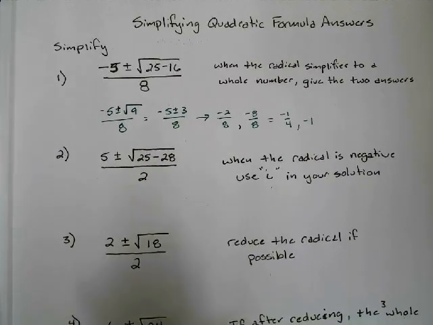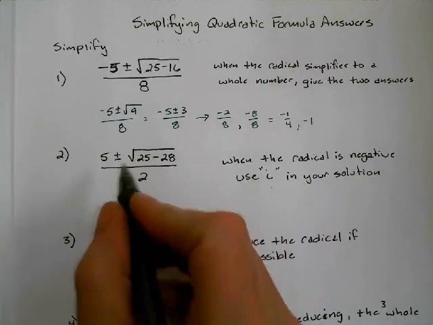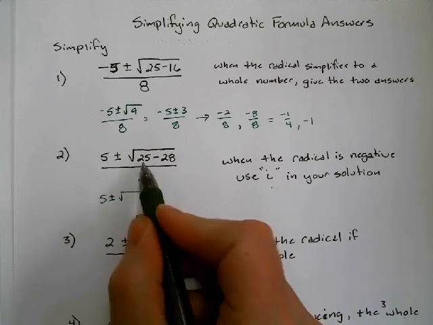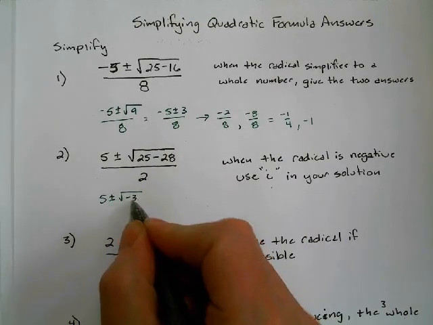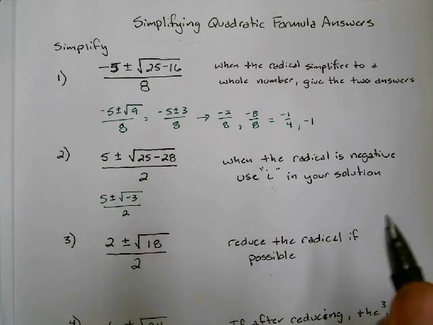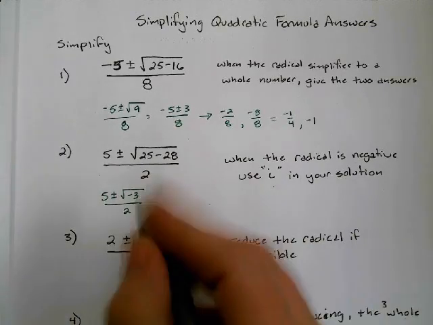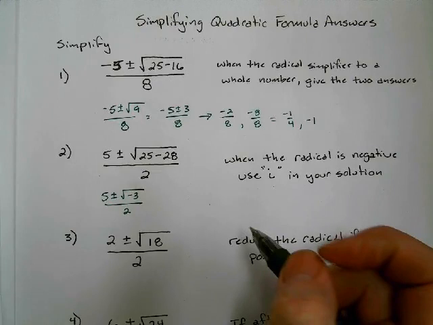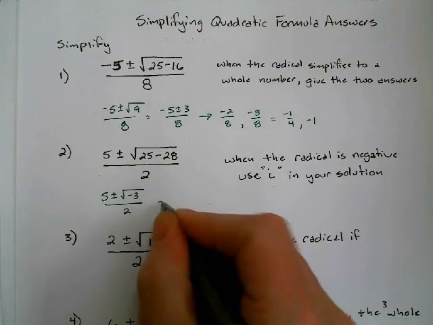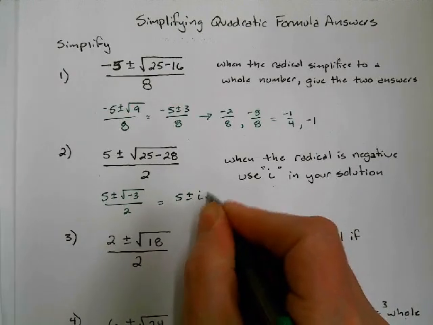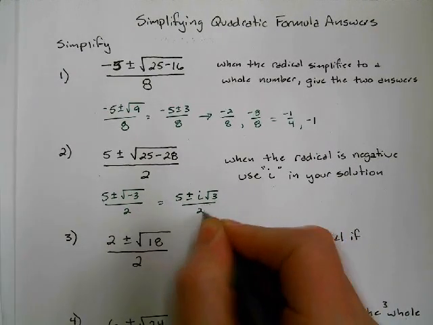Next one. What if our radical ends up being negative like this problem here? So on this one, when I've got my answer, 25 minus 28, I get negative 3 over 2. So I've got an imaginary answer here because we have the square root of negative 3. So remember, we're going to change that negative to an i. So we're going to leave our answer as 5 plus or minus i root 3 over 2.